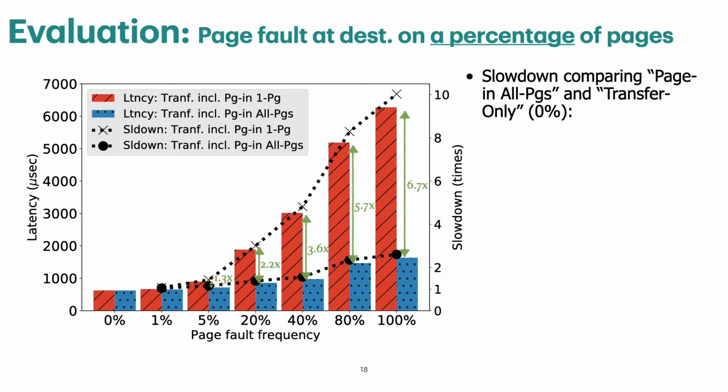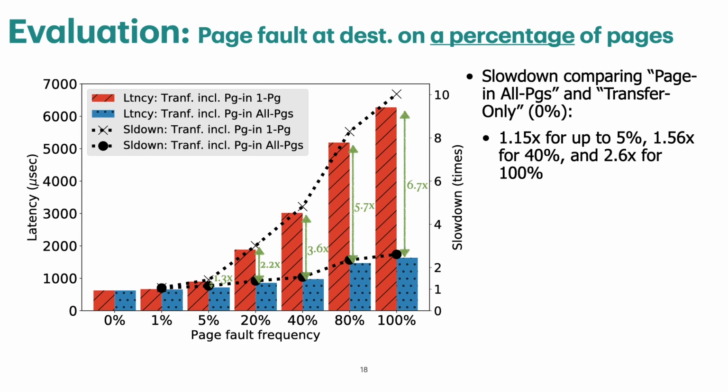Also, when it comes to slowdown, comparing the paging in all pages and transfer only, where we have no page faults, the paging in all pages is 1.15 times worse for up to 5%, 1.56 times for 40%, and 2.6 times for 100%.